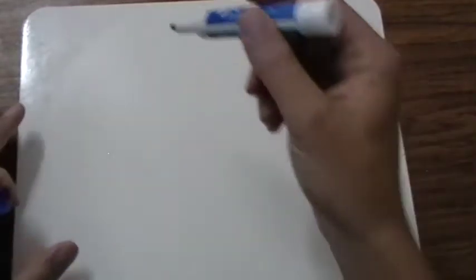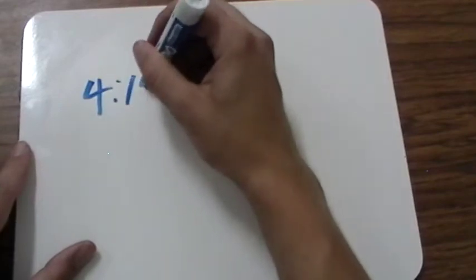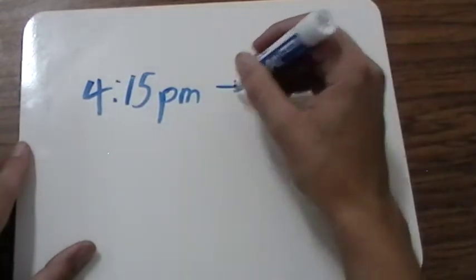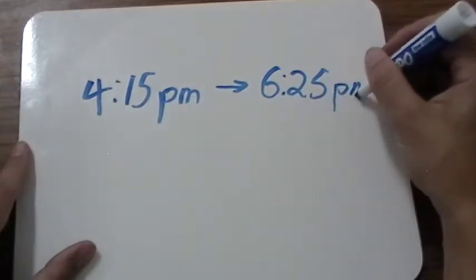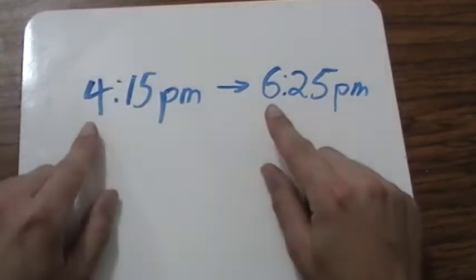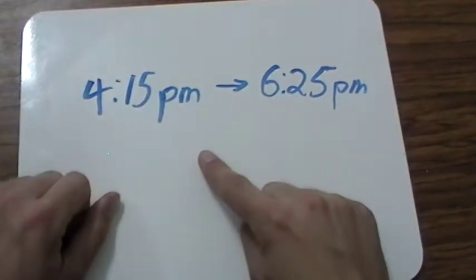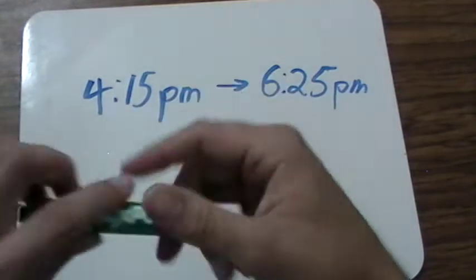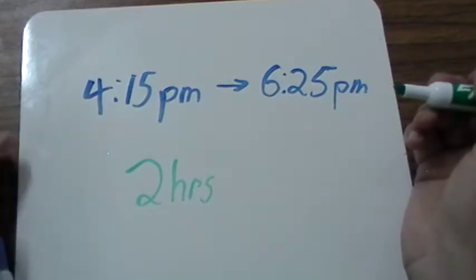First thing we're going to be reviewing is telling the difference between time. So let's say that you leave your house at 4:15 p.m. and you get to where you're going at 6:25 p.m. The question is, how long have you been traveling? So here's what I do. First, I count the difference between the hours. 4 to 5 is 1 hour, 5 to 6 is 2 hours, okay? 2 hours, which we represent with HRS.